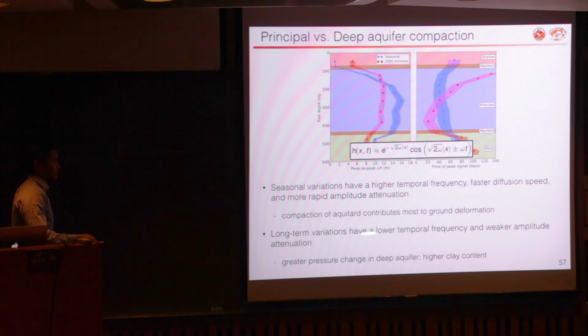Whereas these long-term variations have lower frequency, so less attenuation. The pressure change is now able to traverse greater depths of the aquifer system. And so you get a greater pressure change in the deep aquifer, and perhaps the deep aquifer has a higher clay content, so we see some high compressibility of the deep aquifer.